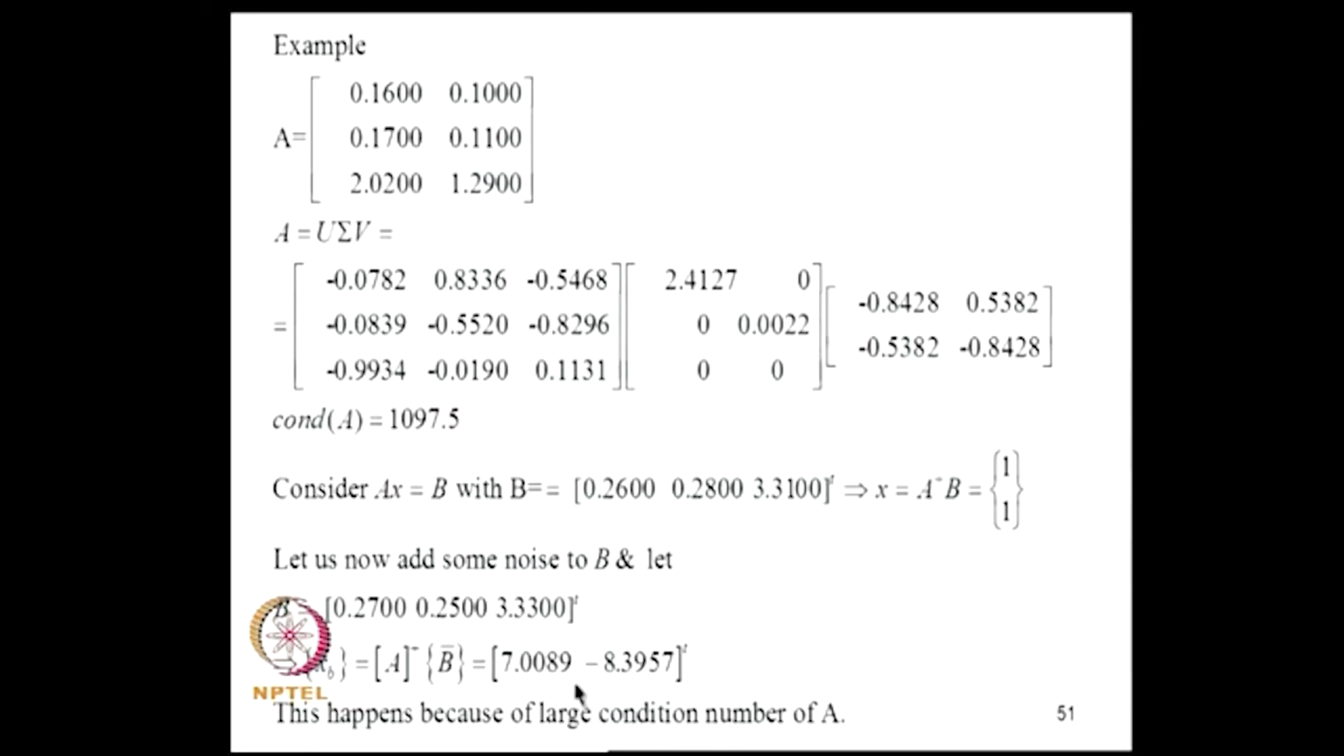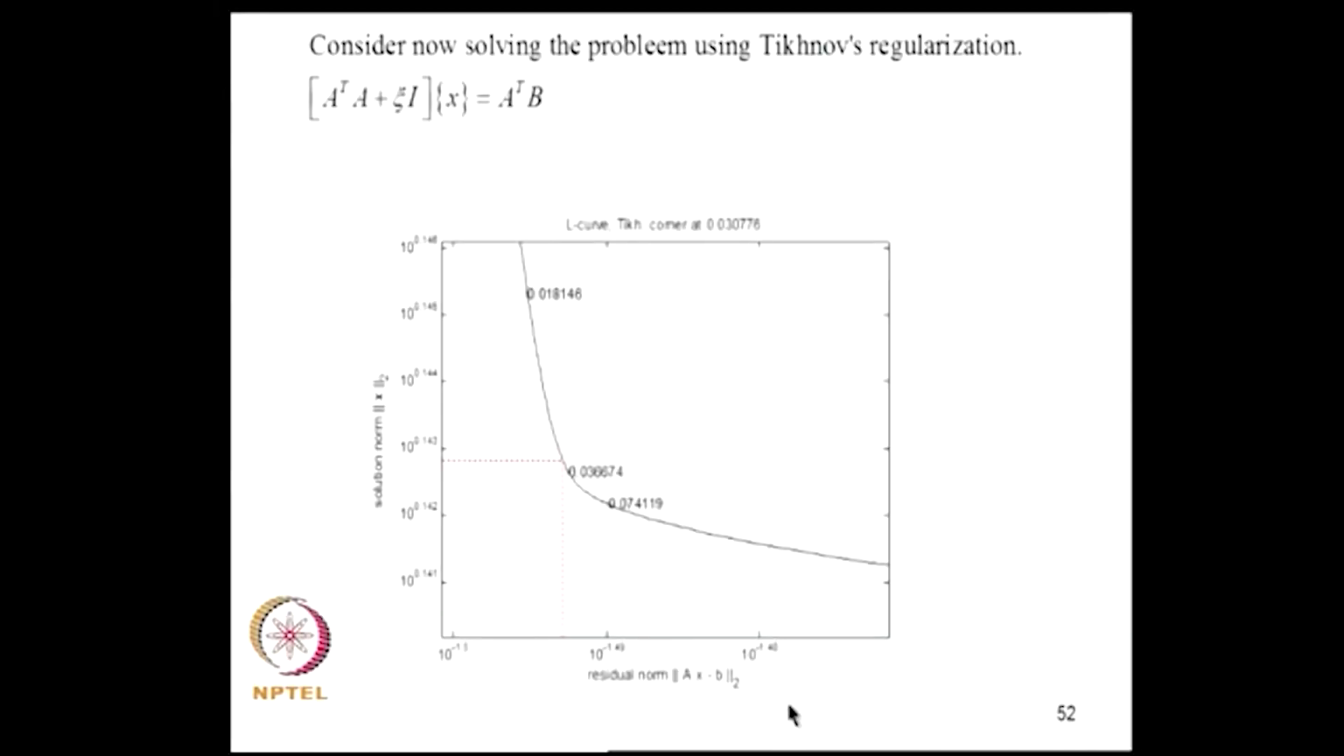That means this type of calculation is unforgiving as far as noise is concerned. A slight noise can distort the answer. This is a very eloquent illustration of that. This happens because the A transpose A matrix, which we are trying to invert, has a very large condition number.